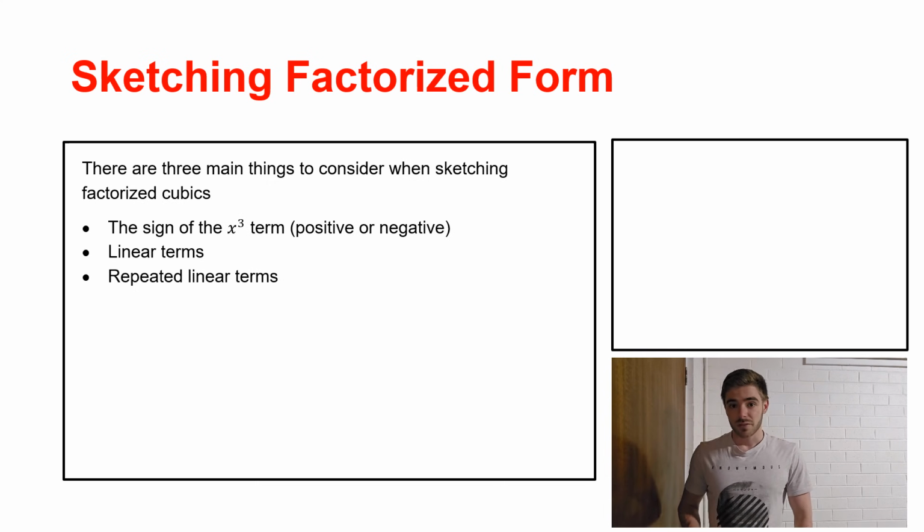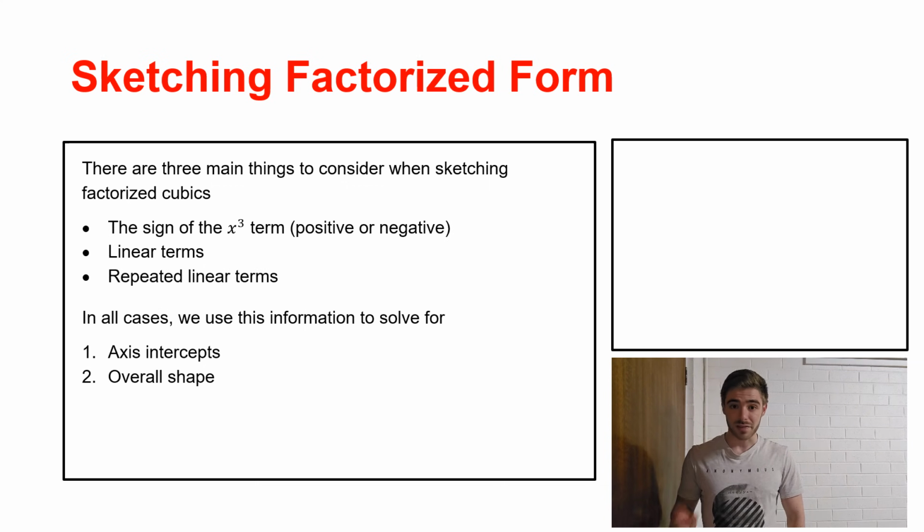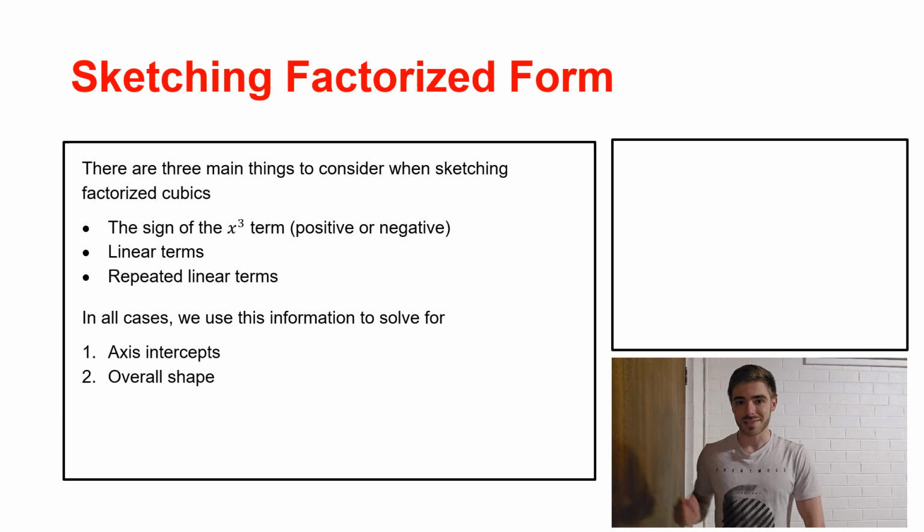The first is going to be the sign of the overall cubic. That'll tell us the shape of that cubic. And then we look at if it has linear factors or if it has repeated linear factors. In all cases, we're using that information to solve for the axes intercepts and the overall shape. We're going to look at some examples of all of these things.